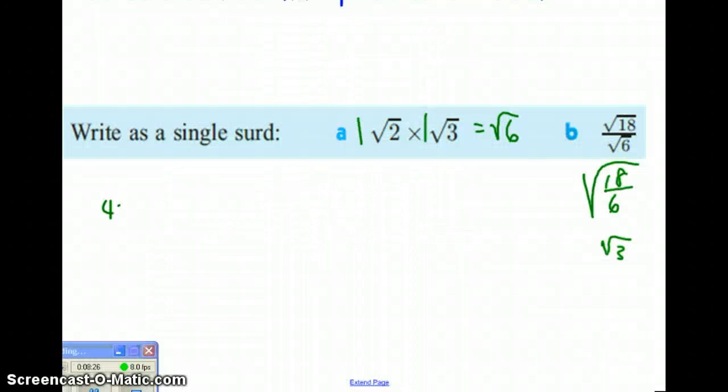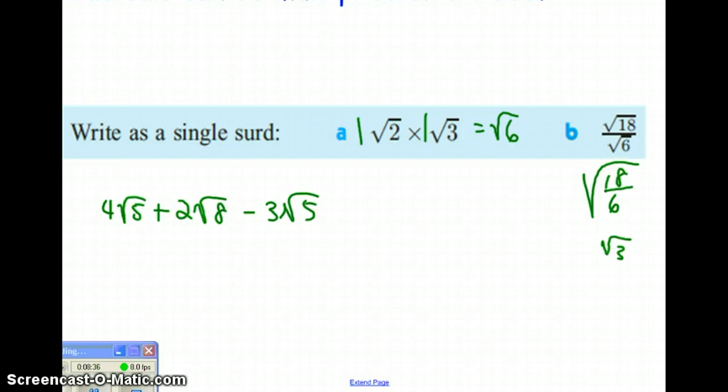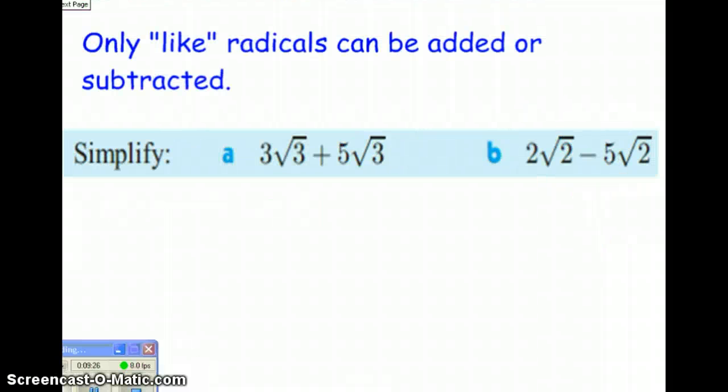What's 4 square roots of 5 plus 2 square roots of 8 minus 3 square roots of 5? Students, please solve this now. Stop the recording and record your answer. We've now paused and we will move on.